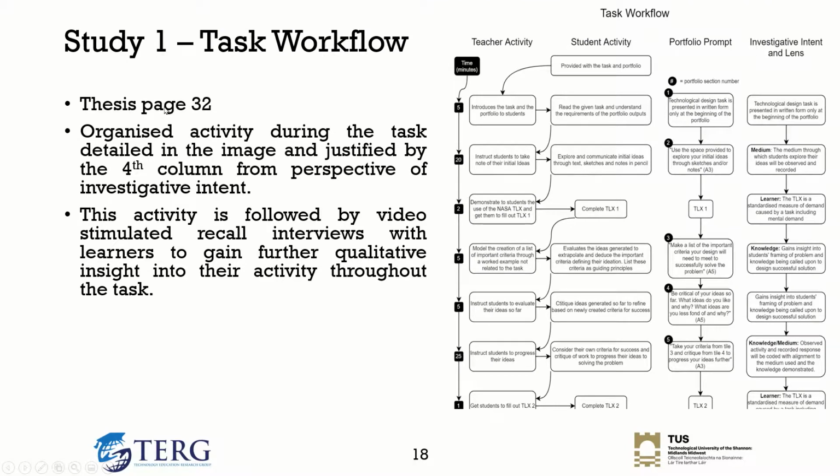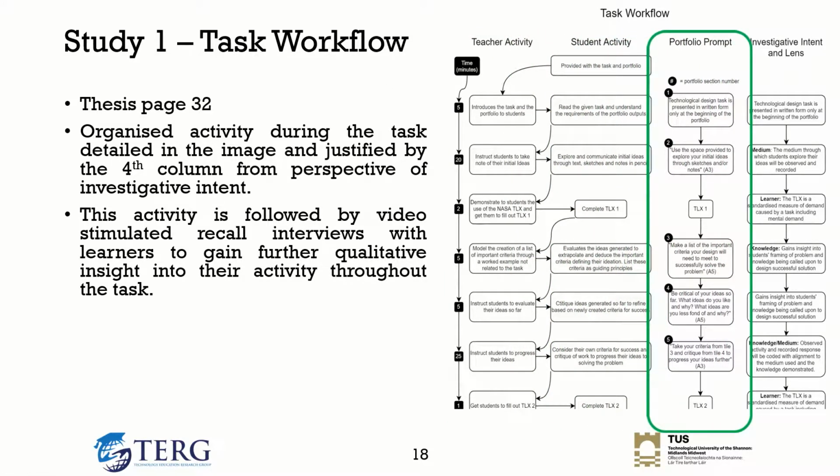The Study 1 task workflow looks like this. It's on page 32 of the thesis, and the teacher activity, which is guided here, is given in column 1. The student activity is outlined in column 2. The portfolio prompt is given in column 3, which at the moment is simply a blank piece of paper in which they are prompted to respond to text at the top, or to respond on the basis of what the teacher asks them.